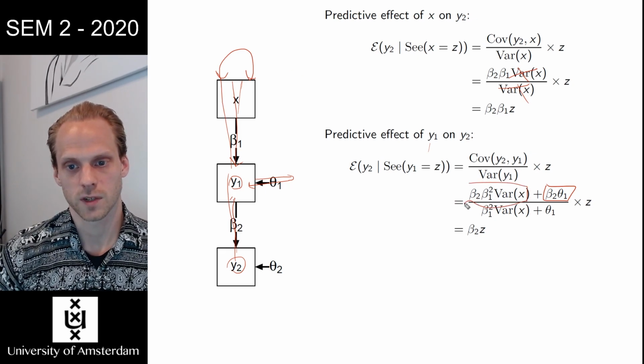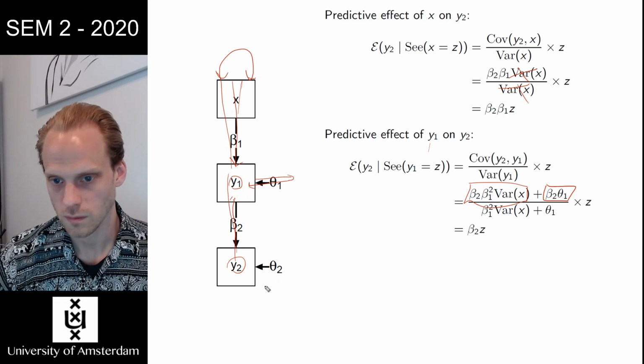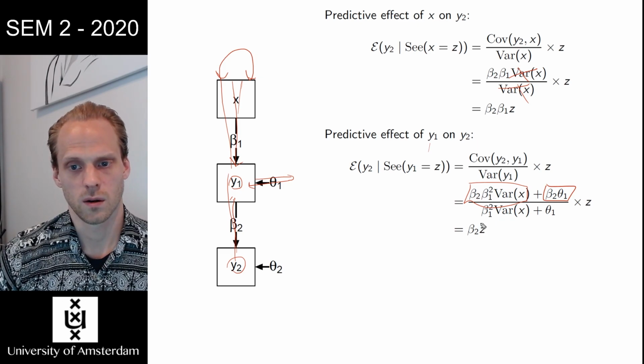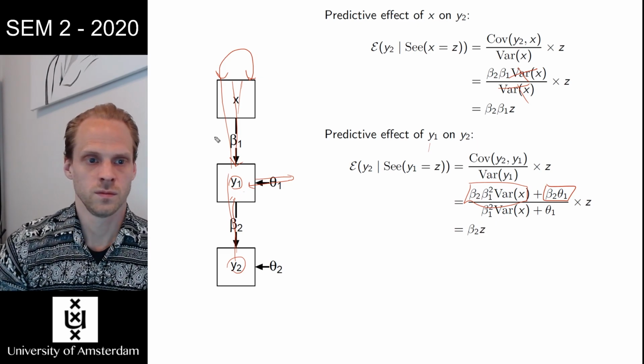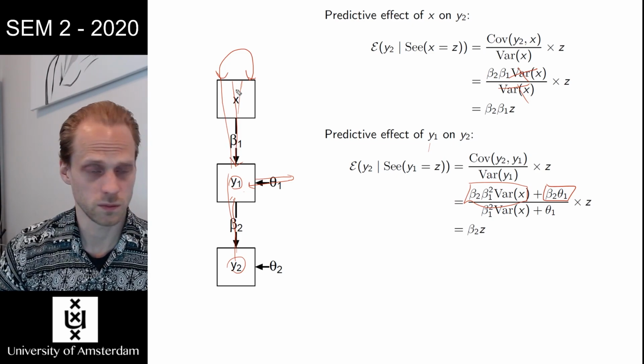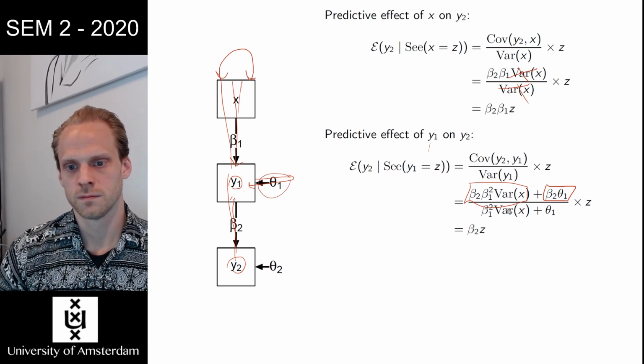the variance of x, right? So that's the covariance between y2 and y1. And what's the variance of y1? Well, that's beta 1 squared times the variance of x plus this residual here.